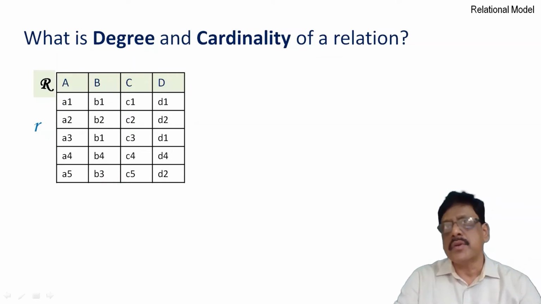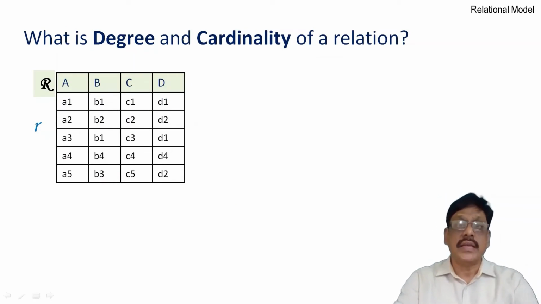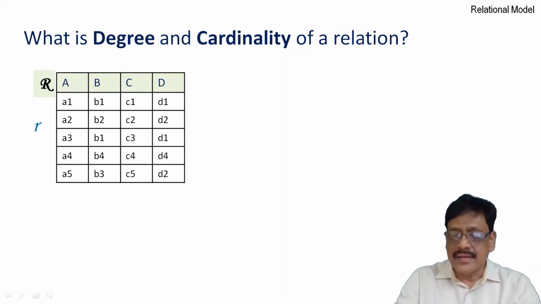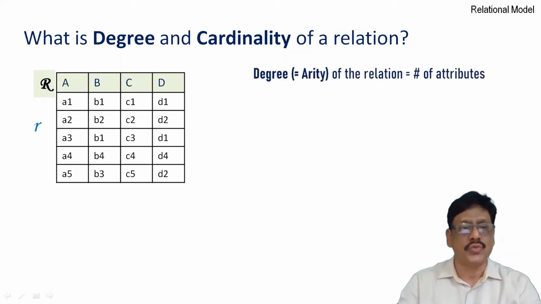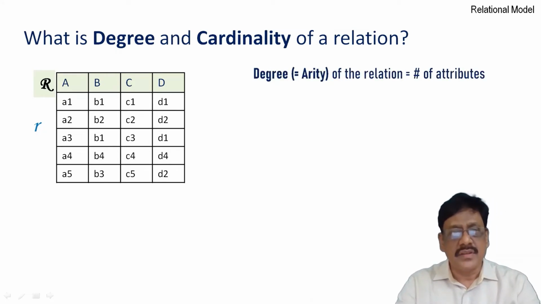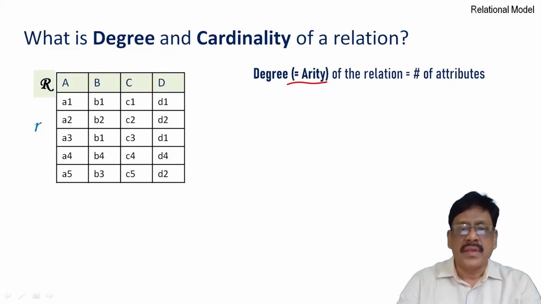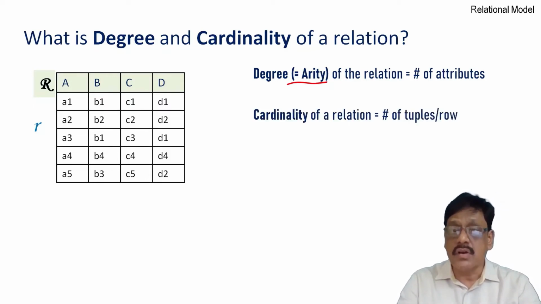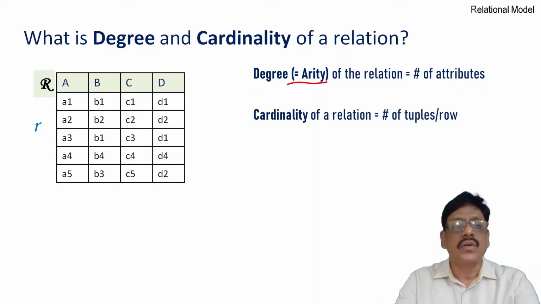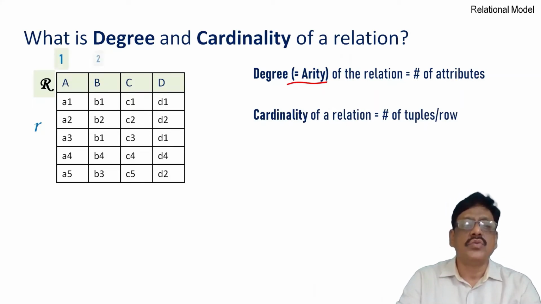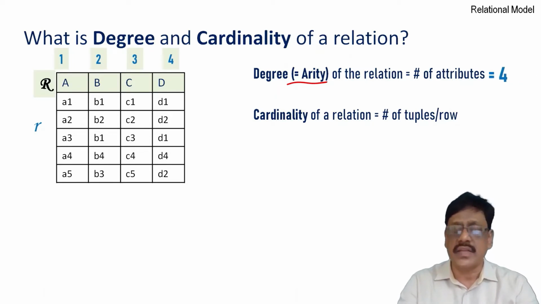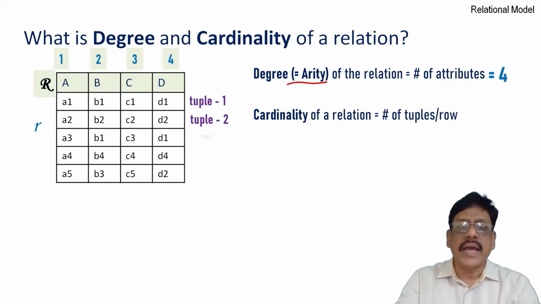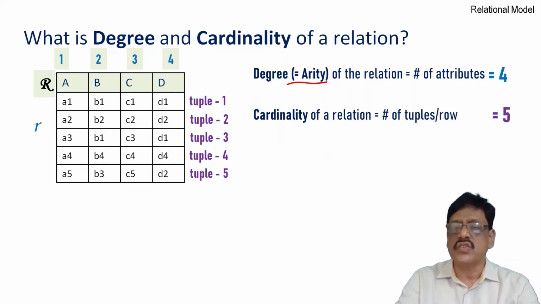Now, another very important concept of relation is the degree and cardinality. What is a degree? Degree is nothing but the number of attributes or the number of columns. That is also called arity. Similarly, the cardinality is nothing but the number of tuples or rows in that relation. Look at here. We have 1, 2, 3, 4 attributes, which indicates the degree is equal to 4. We have 5 tuples, which indicates the cardinality is equal to 5.